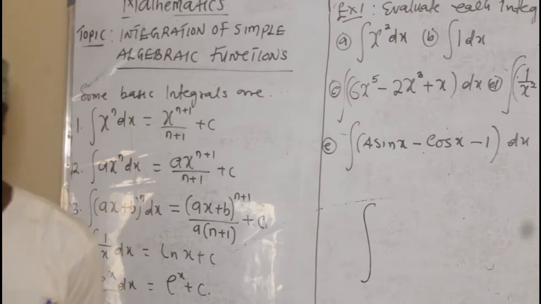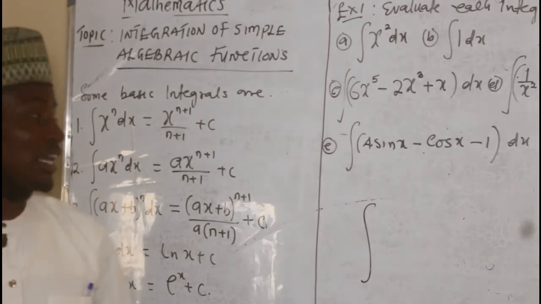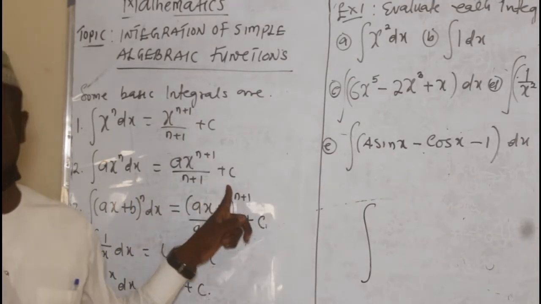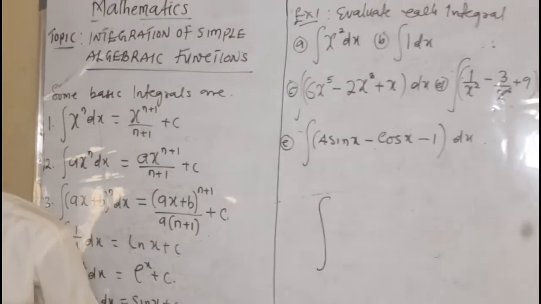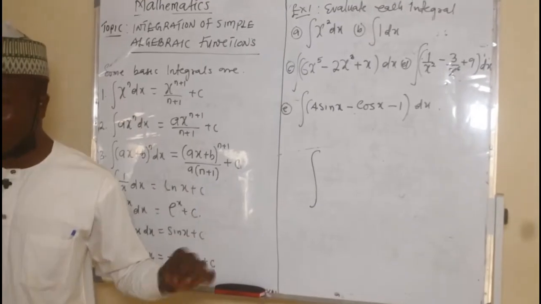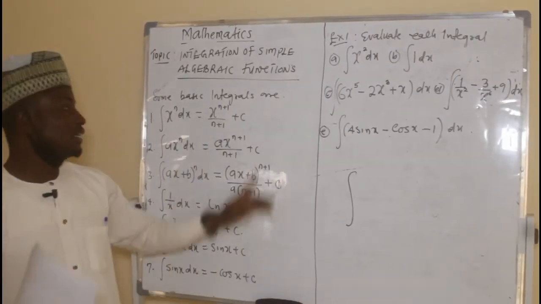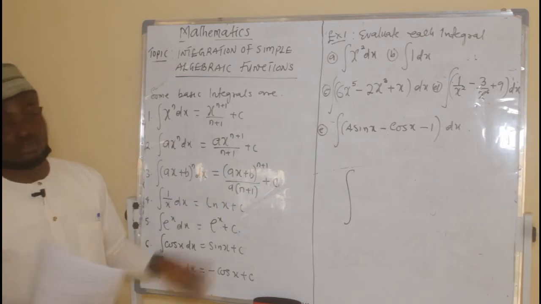Why do you always add a constant? Because under integration we have two types: the definite integral and the indefinite integral. These ones are under the indefinite integral, and the indefinite integral will always have a constant. Because under differentiation, the derivative of any constant is zero. So that's the reason why you have to add it back when you are integrating. Whatever was lost in differentiation, you have to add back.